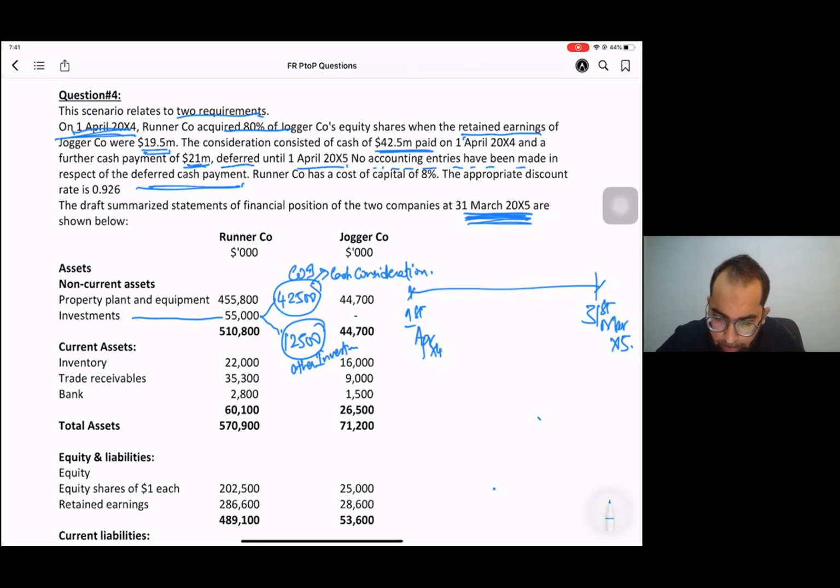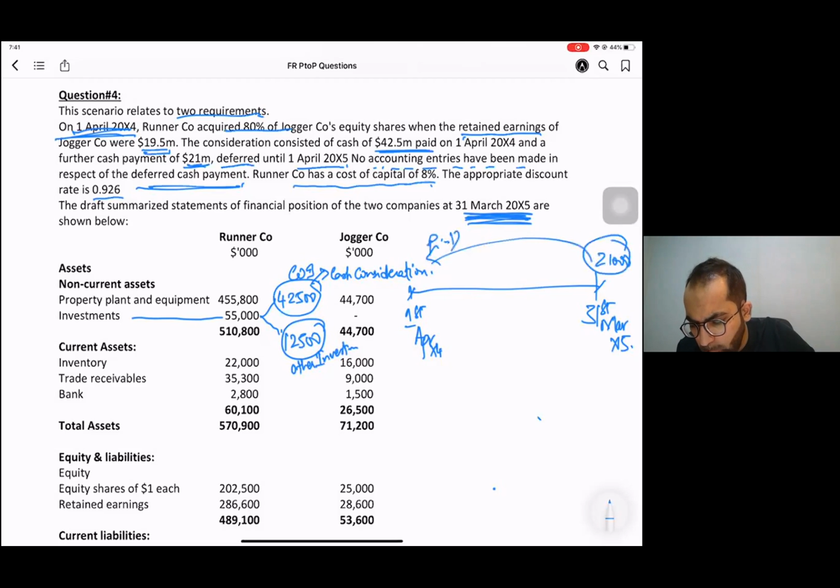Okay, now Runner has a cost of capital of 8%. The appropriate discount rate is 0.926. Very easy, quick. As we have to pay deferred consideration after 1 year, just a 1 year gap, after 1 year we have to pay 21 million. So simply, as I taught you yesterday, you need to calculate present value.